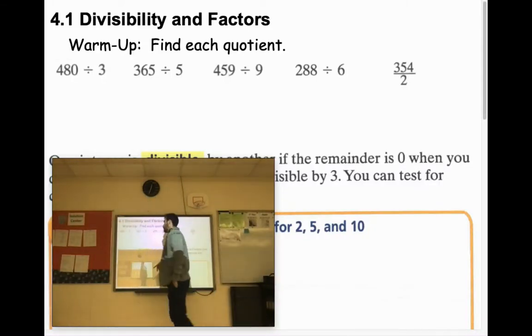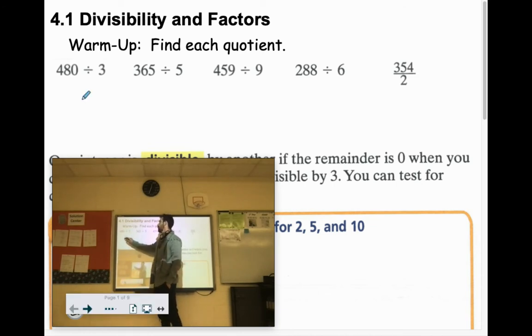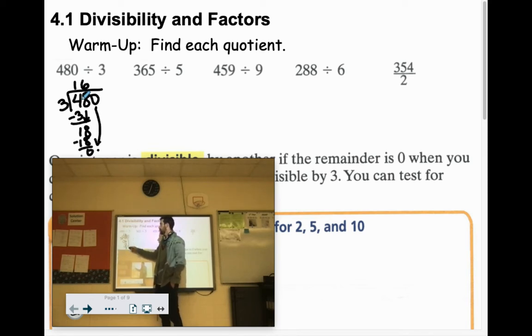Yeah, let's find the quotients here. 480 divided by 3. Let's practice some long division. How many 3's go into 4? 1. 1 times 3 is 3. 4 minus 3 is 1. Bring down our 8. 3 goes into 18 6 times, right? And that'll be the full 18. And then we still have that leftover 0. So we got to bring it up there. So 160. Whew! Good practice.